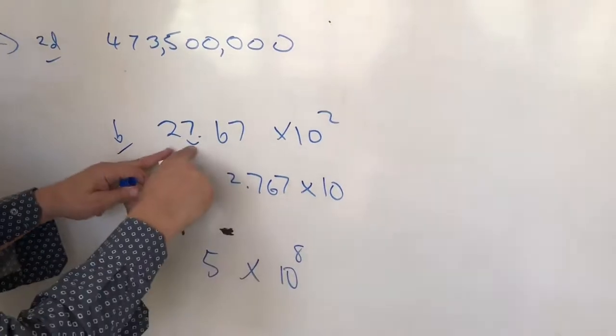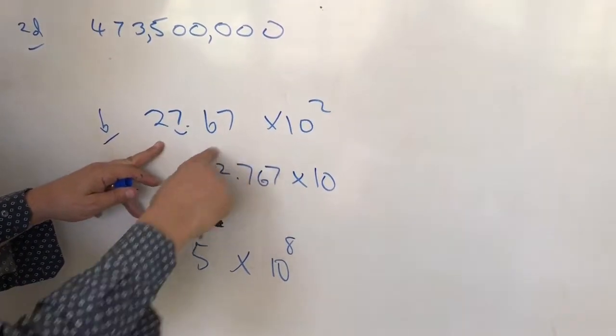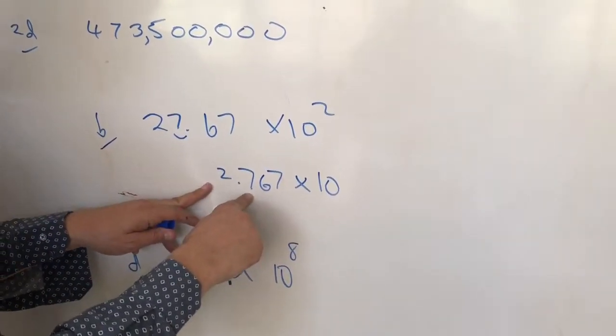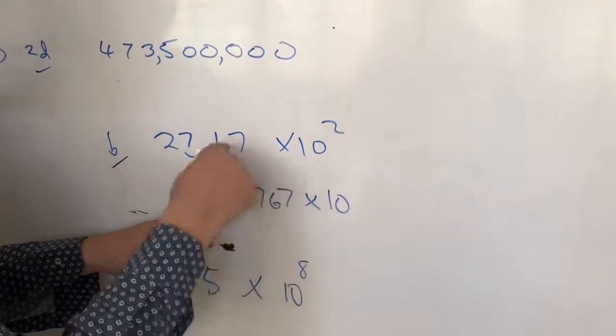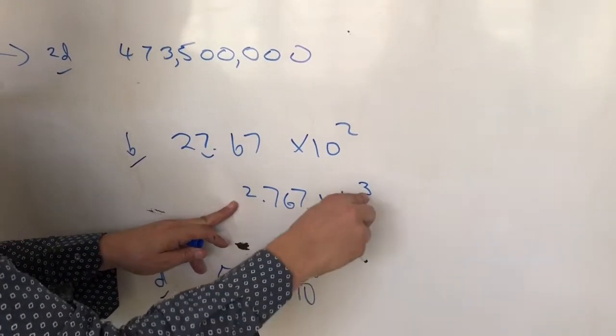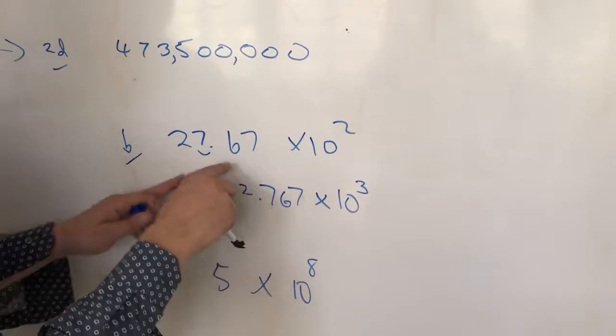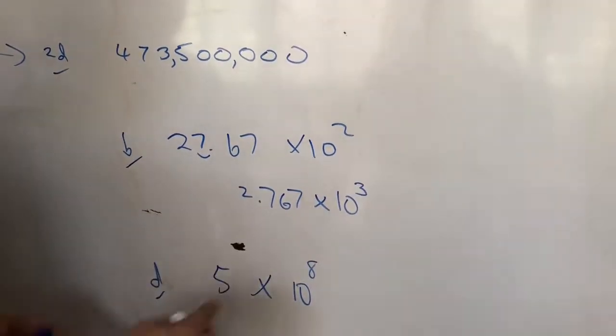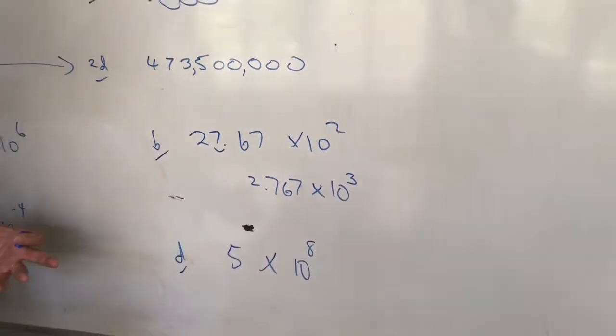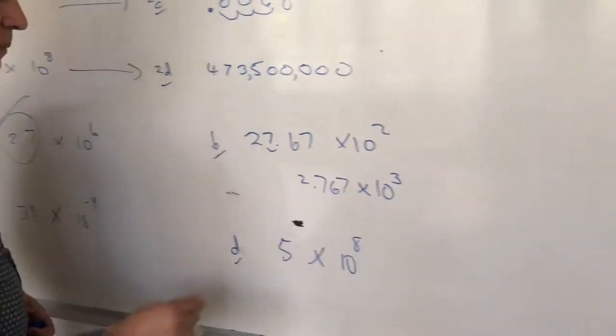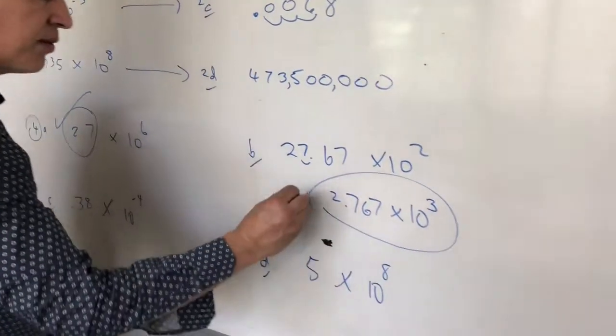Think about it. We got a big number, 27, and we made it smaller. So we have to compensate, because we went smaller, we have to compensate by making this bigger. The 2 went to the 3, the 27 went to 2.7. That's a reasoning way to think about it, and that's very important to put that reasoning into play. So this now is in scientific notation.